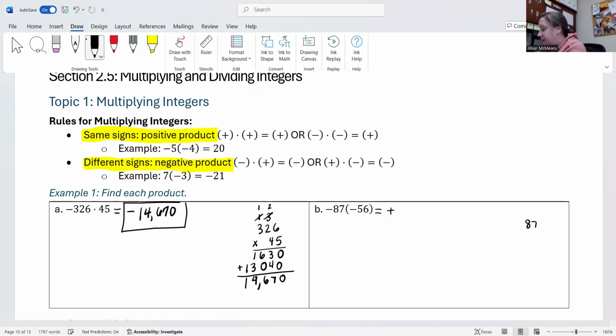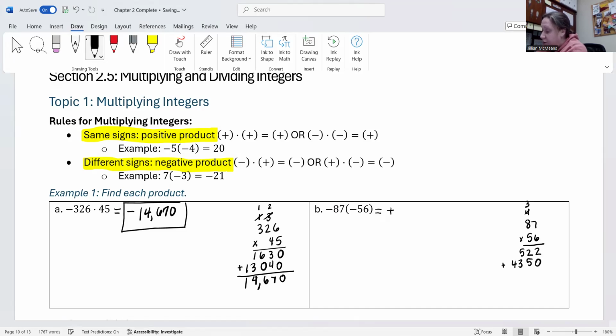So over to the side, we have 87 times 56. So I'm going to start with the 6 in 56. I want to multiply that by 7. Well, 6 times 7 is 42. So I keep a 2, I carry a 4. 6 times 8 is 48. 48 plus 4 is 52. So I'm done with the 6. I need to come back and multiply everything by 50. So I'm going to put the 0 in 50 here, and then multiply all of those digits by 5. So 5 times 7 is 35. I keep a 5. I carry a 3. 5 times 8 is 40, plus 3 is 43.